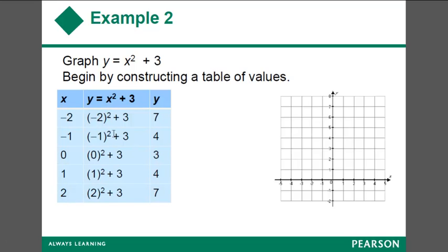-2 squared will be 4. 4 plus 3 gives me 7. So I will have a point at -2, 7. -1 squared is 1, plus 3 will give me 4. So I'll have a point at -1, 4. 0 squared is 0, plus 3 is 3, and so forth. So I will have the points -2, 7, -1, 4, 0, 3, 1, 4, and 2, 7.